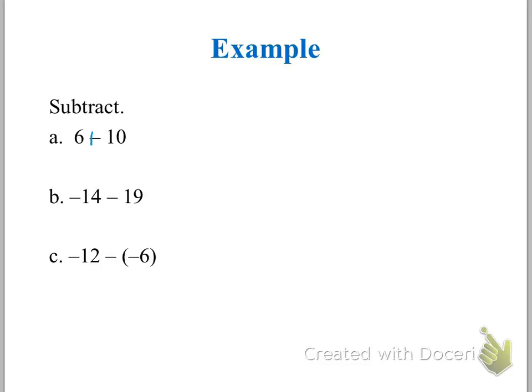Okay, so keep, change, change. I have different signs, so I find the difference. And the bigger number is 10, so it stays negative. Keep, change, change. Same sign, find the sum. 14 plus 19 is 33. Keep the sign of the larger absolute value. 19 is bigger, so it stays negative. Keep, change, change. Different signs, find the difference. Keep the sign of the larger absolute value. 12 is the larger absolute value.